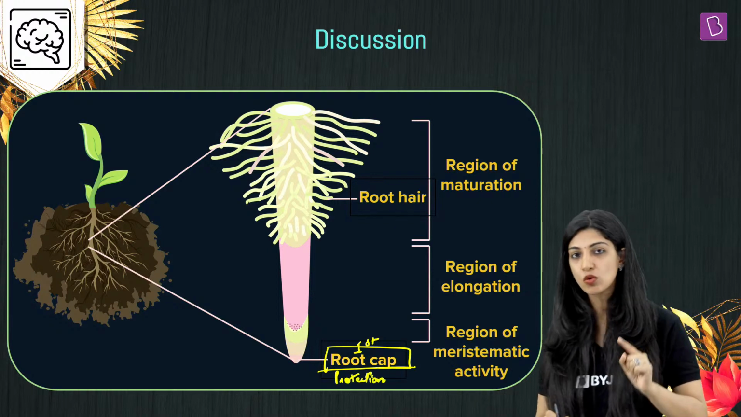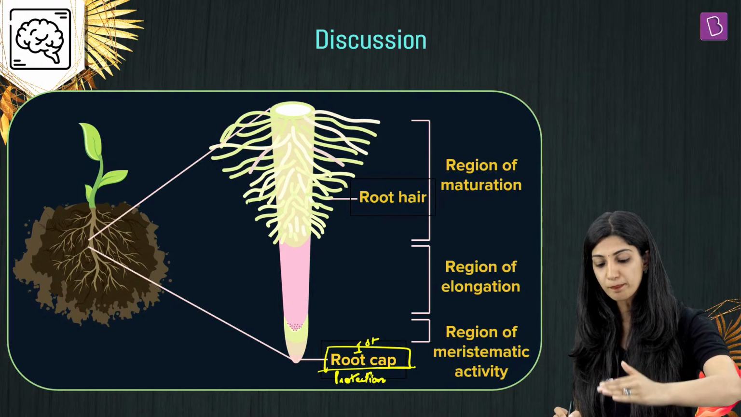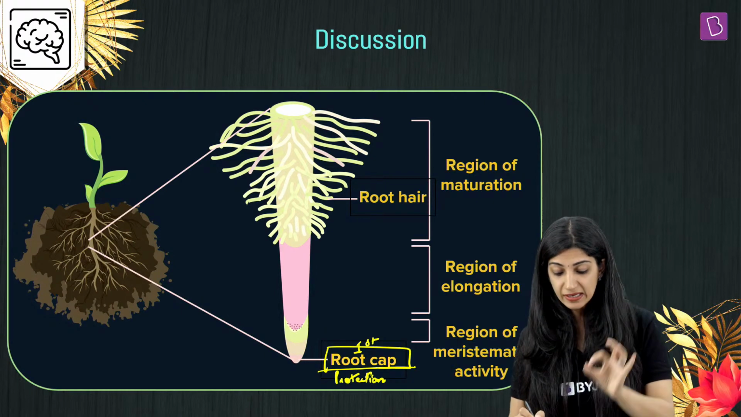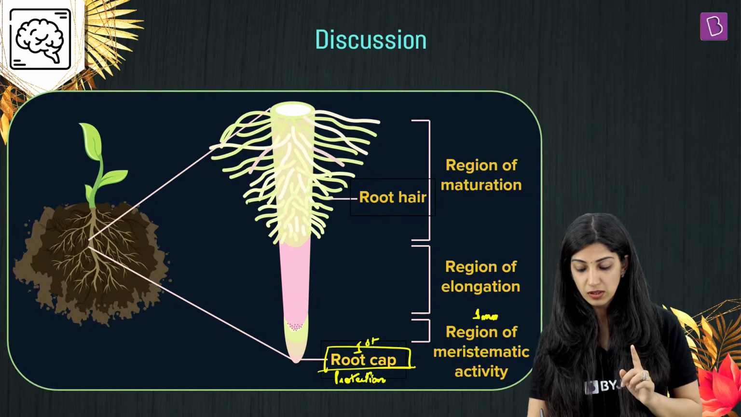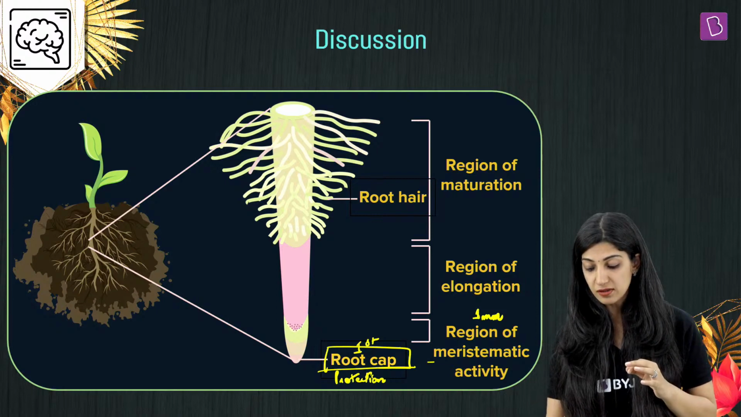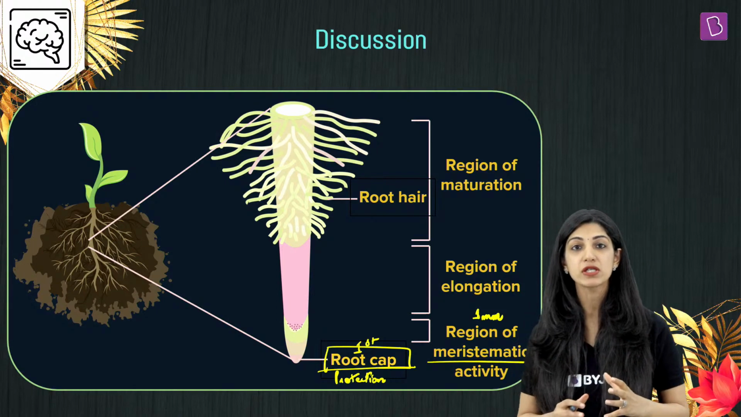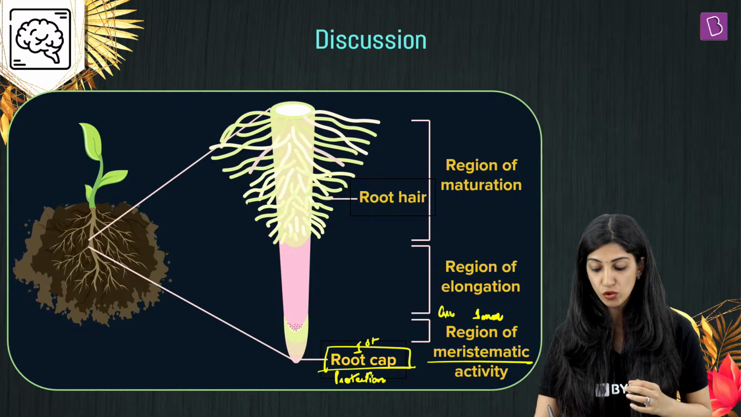Now, the second zone, you always study from the tip to the base of the cone. The second is the smallest zone. It is 1 millimeter. But here maximum growth happens. Why? Because it is the region of meristematic activity. So, write down that this is the region of maximum growth.